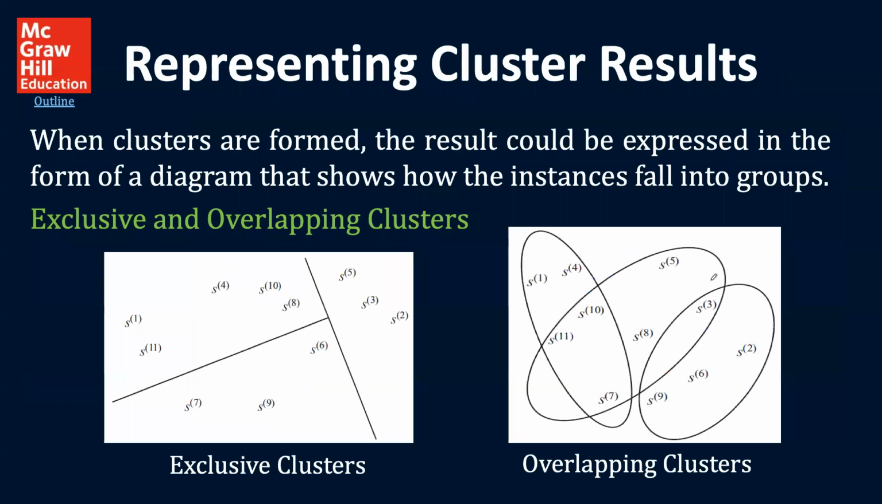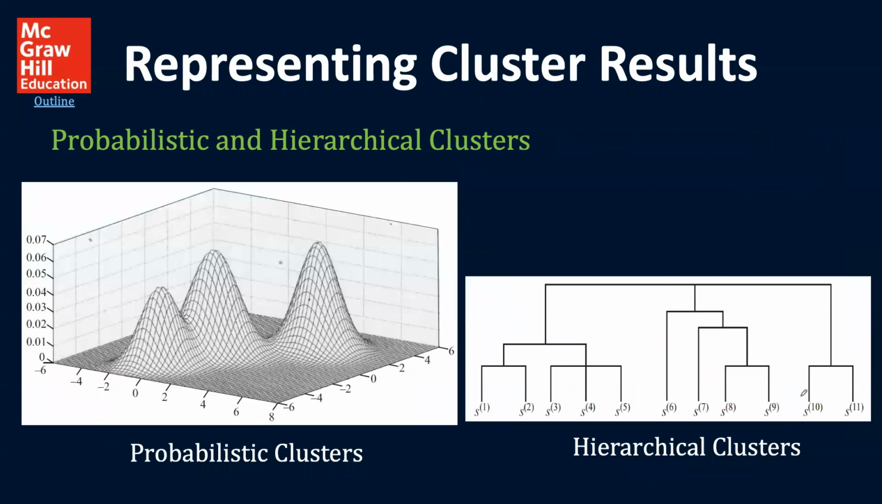When clusters are formed, the results could be expressed in the form of a diagram that shows how the instances fall into groups. We either can have exclusive or overlapping clusters. For exclusive, they're all different, and so we know that for sure. For overlapping clusters, based on having a number of features, there could be examples of things that don't fall into as clear a type of clustering as we might like to have.